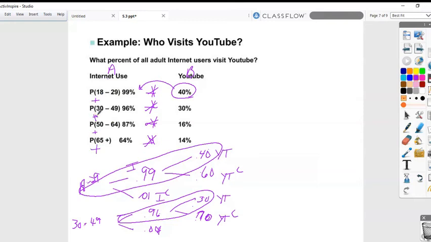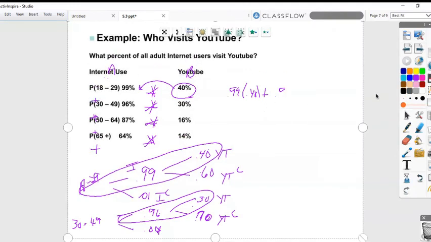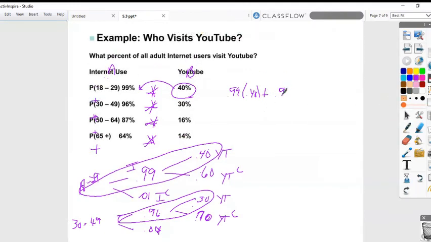So to do this problem, your answer is going to be 99 times 0.4 plus 96 times 0.30 plus 87 times 0.16 plus 64 times 0.14. Oh, this is frustrating. I'm going to have to try a different pad. Okay, and then you would add all those up.